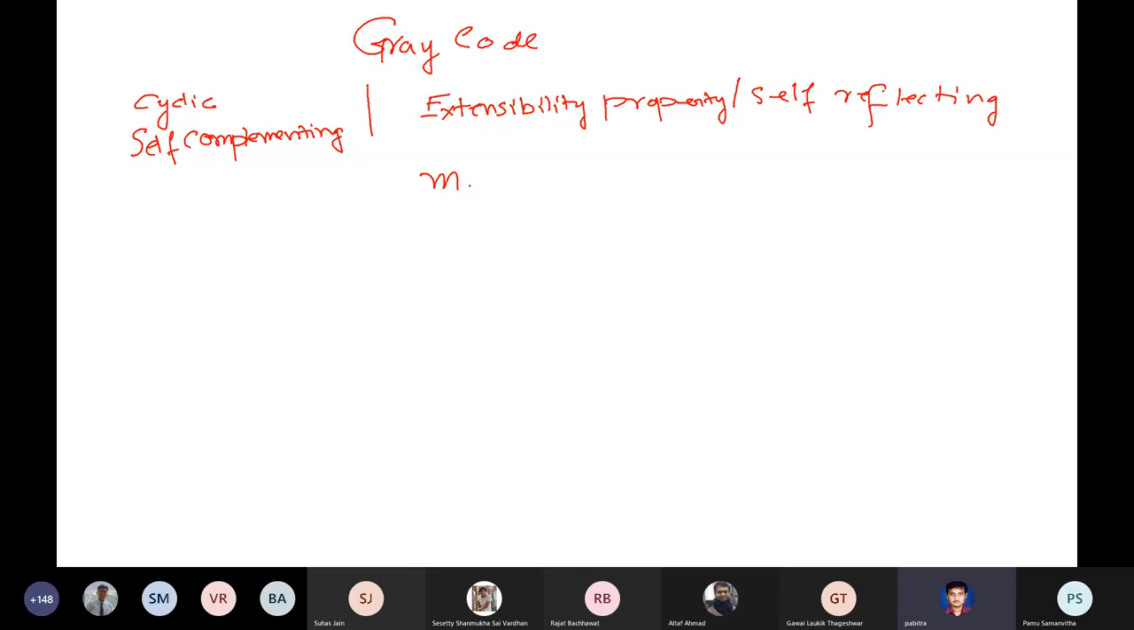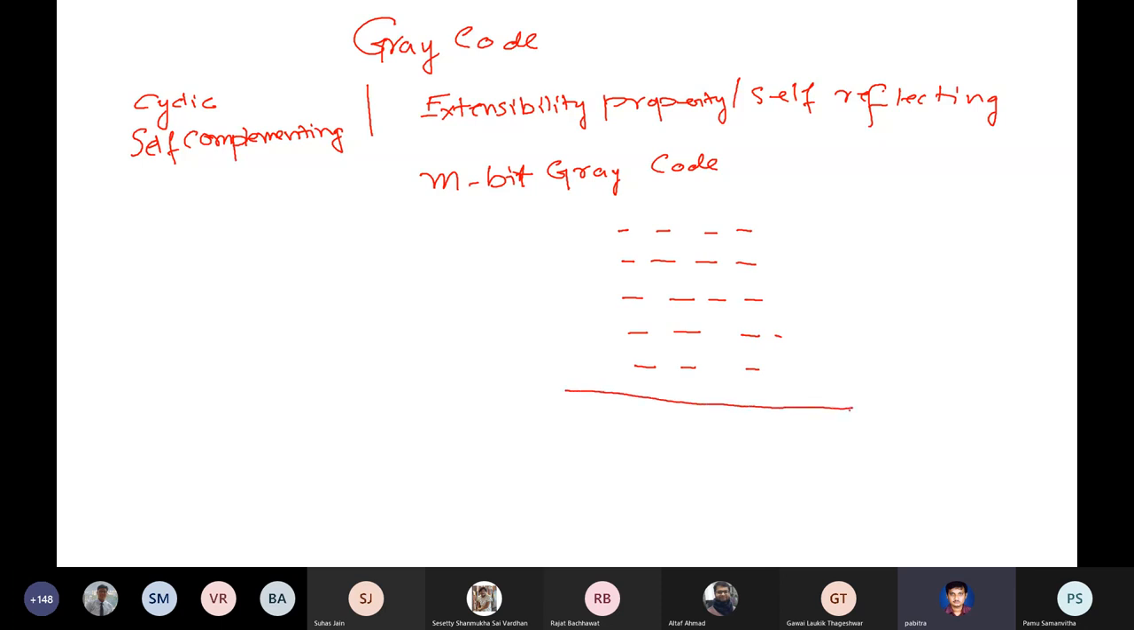Suppose I have an m-bit gray code. So I write down the m-bit gray code. Using the m-bit gray code, I write down all the numbers 0 to 9 with their m-bit gray code. And then I do as if a mirror reflection. That means the first gray code comes to the last and the last gray code comes to the first. So I do a mirror reflection. Okay, so you do a self-reflection.